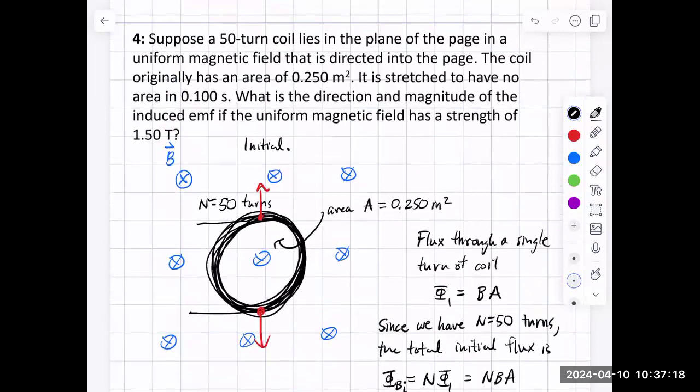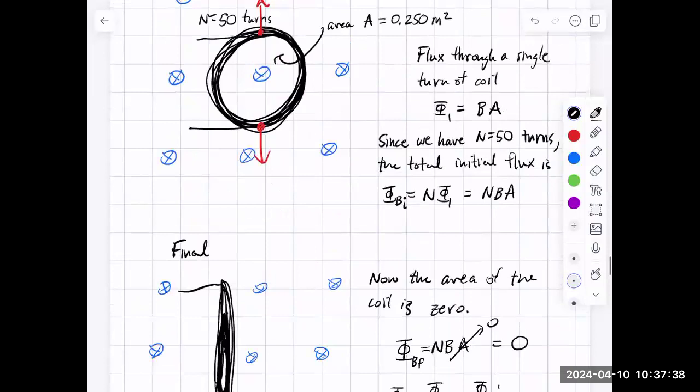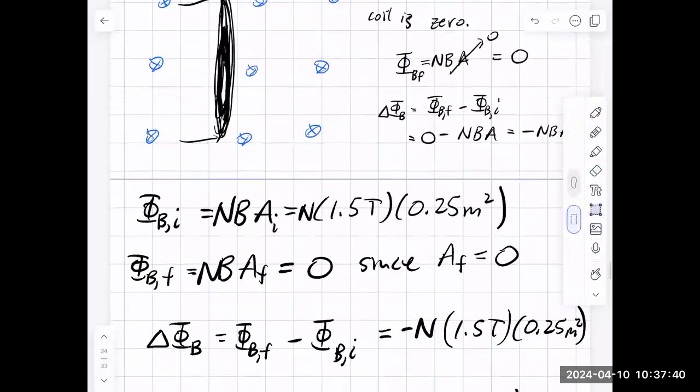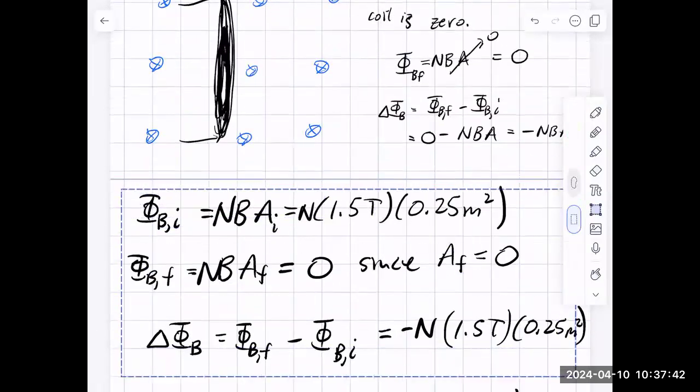We're told that when we stretch the coil, we do that process in 0.1 seconds. And they want to know what is the magnitude of the induced EMF. So anyways, that's what I'm going to focus on, is calculating the magnitude of this induced EMF.